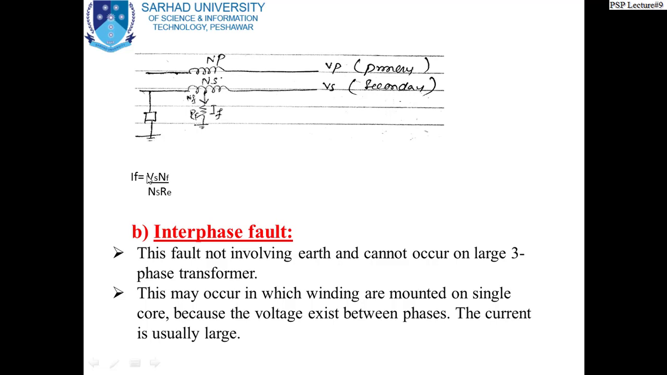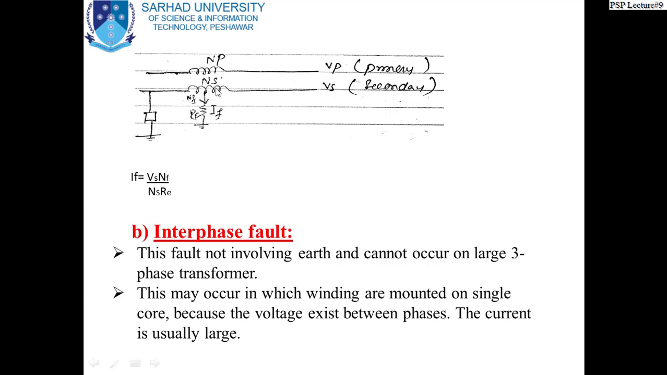Therefore, the fault current which will be flowing in this is Vs multiplied by Nf divided by Ns Re. Now, gentlemen, you see how we get this one. If we take Vs by Ns, this is the voltage per turn, divided by Re. So Vs divided by Ns is the voltage per turn.